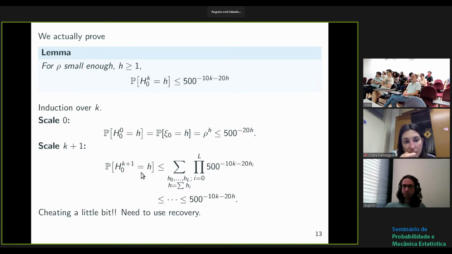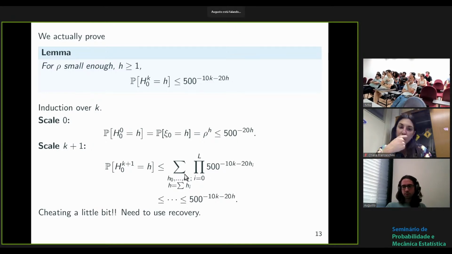What's the probability that you have a box with label H? Okay, you have to sum over all your sub-boxes the labels that sum up to H. And now you have to have all these labels. This is a product because things are independent. So you have a product over the sub-boxes of the price you know you have to pay, by the induction hypothesis, to have that label in the sub-box. So it's 500 to the minus 10K minus 20 H_i, where H_i is the label you gave to the box i. So this product becomes a sum there, like I said in the heuristic slide, and the sum of the H_i gives you H, and you're done, except that we completely skipped here the entropy term.